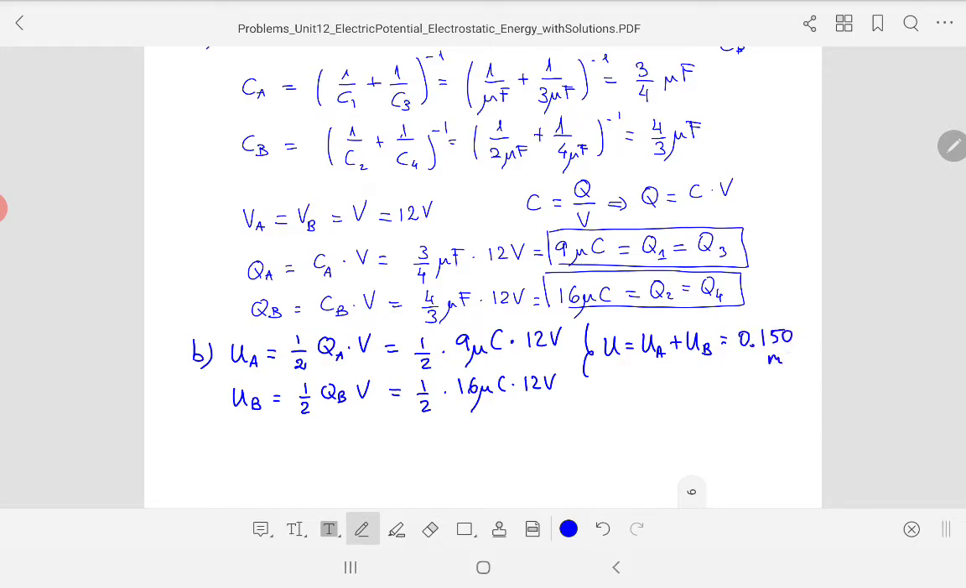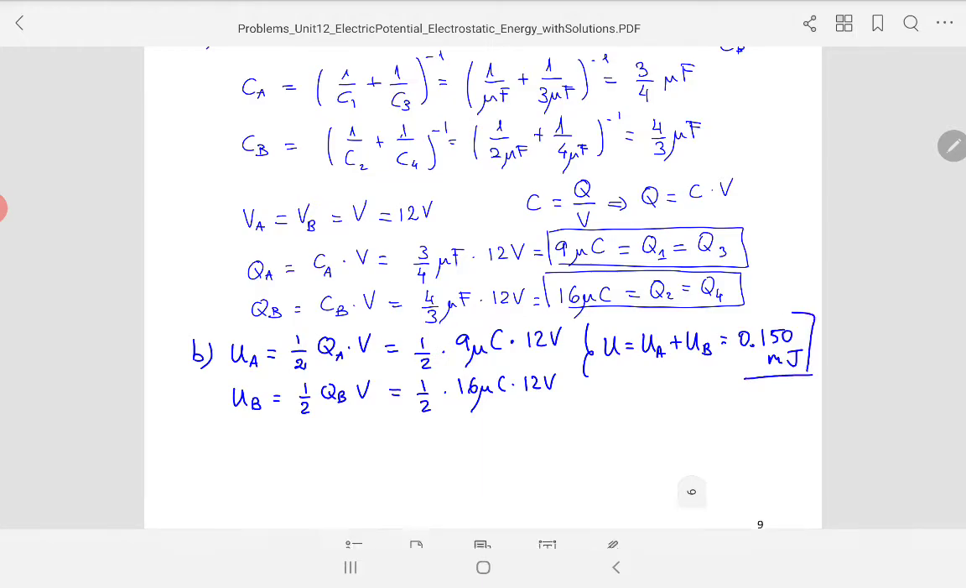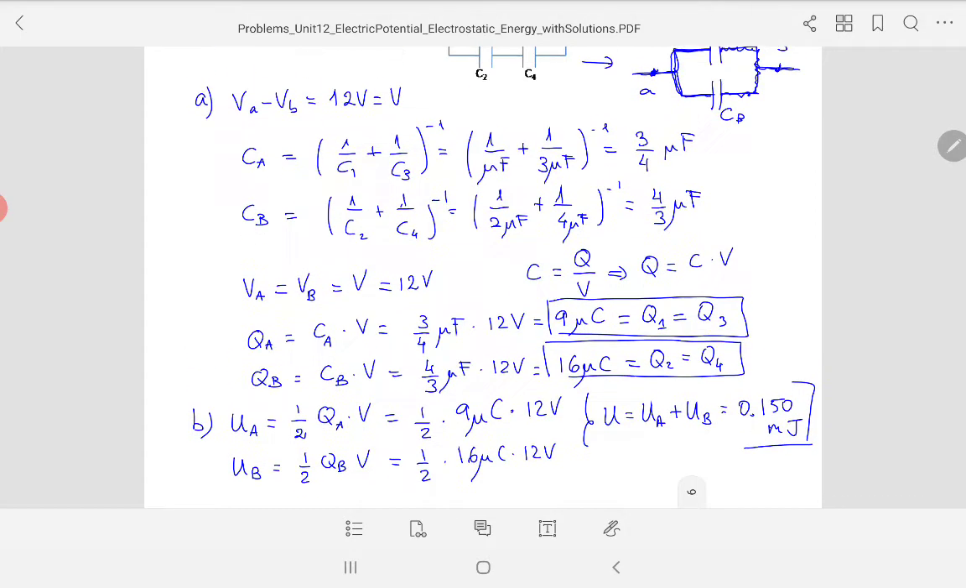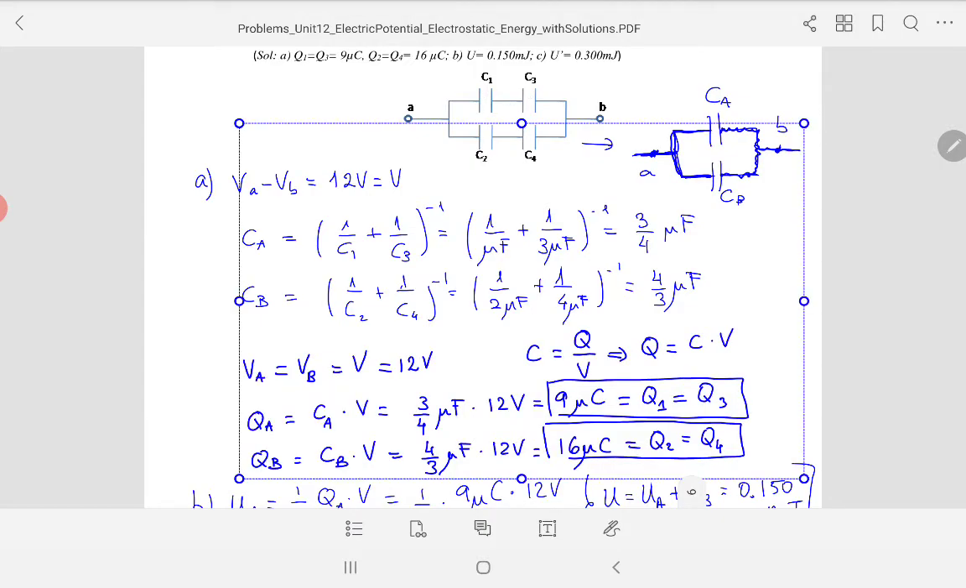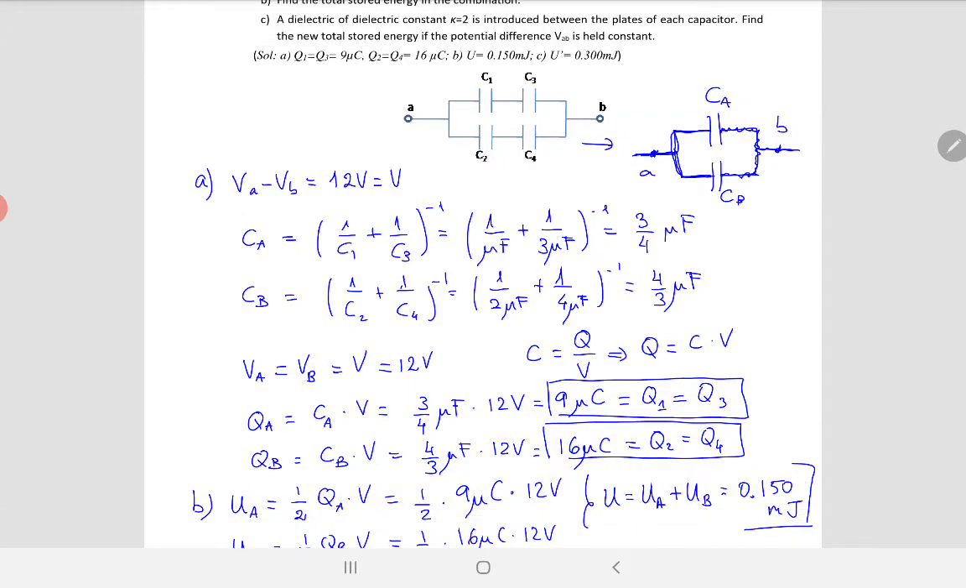0.150 millijoule. I leave it to you to see that you can obtain the same by calculating the energy stored in each capacitor separately and adding everything together. And also you can end up with the same number if you calculate the equivalent capacity of the set and calculate there the energy stored.